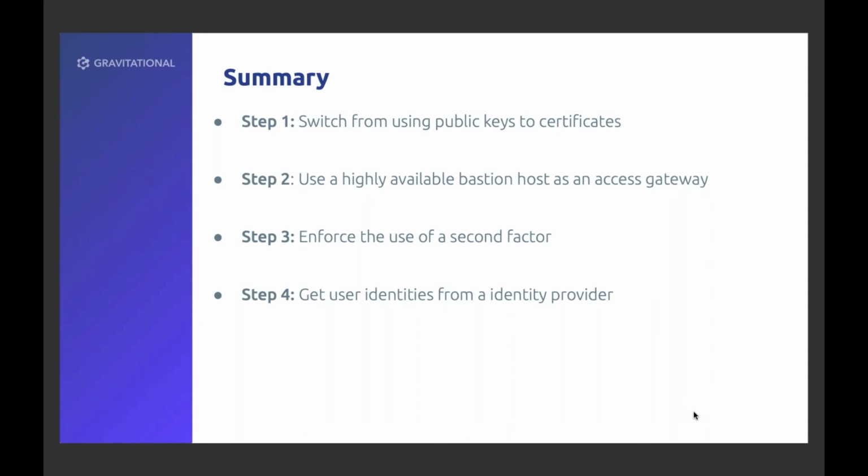Step 3, enforce the use of a second factor. So allow users to add a second factor to their systems so that you can enforce they need a password and a token, or a password and a fingerprint, or anything else. Two factors, always better than one. And step 4, get your user identities from an external provider. So onboard your users in one central location and offboard them in one central location. That gives you good ideas to be carrying on with.